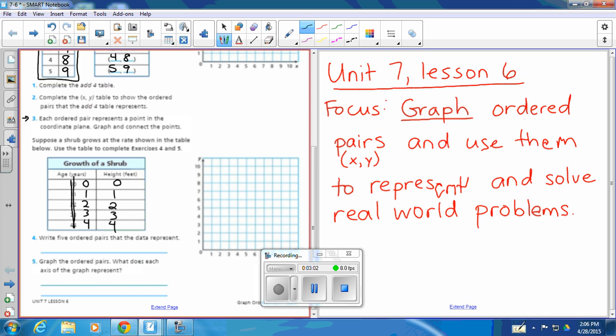Okay, so it says write 5 ordered pairs that the data represent. Okay, so what are the 5 ordered pairs here? Okay, so again, just like in our first table, we're taking our first number and then our second number. So this is the x and this is the y. And now graph those on your coordinate plane.